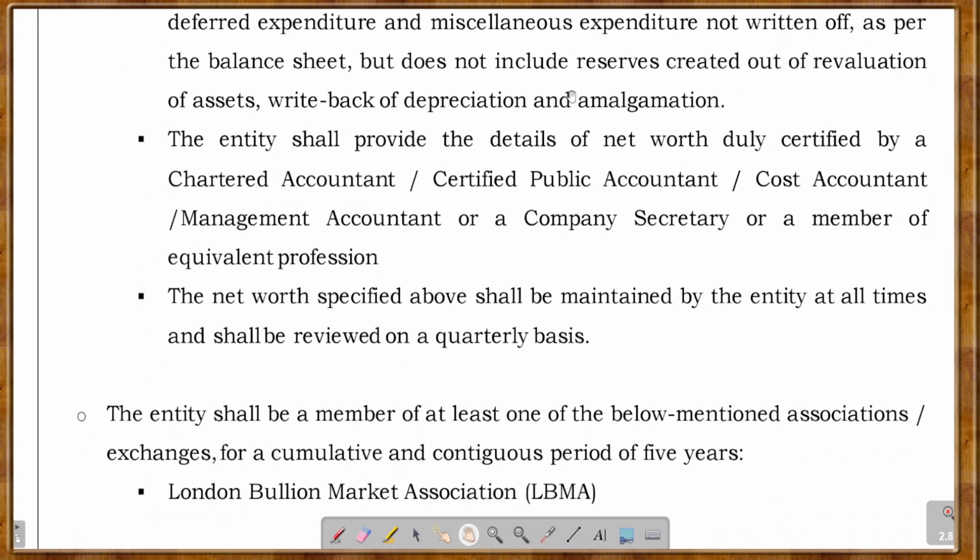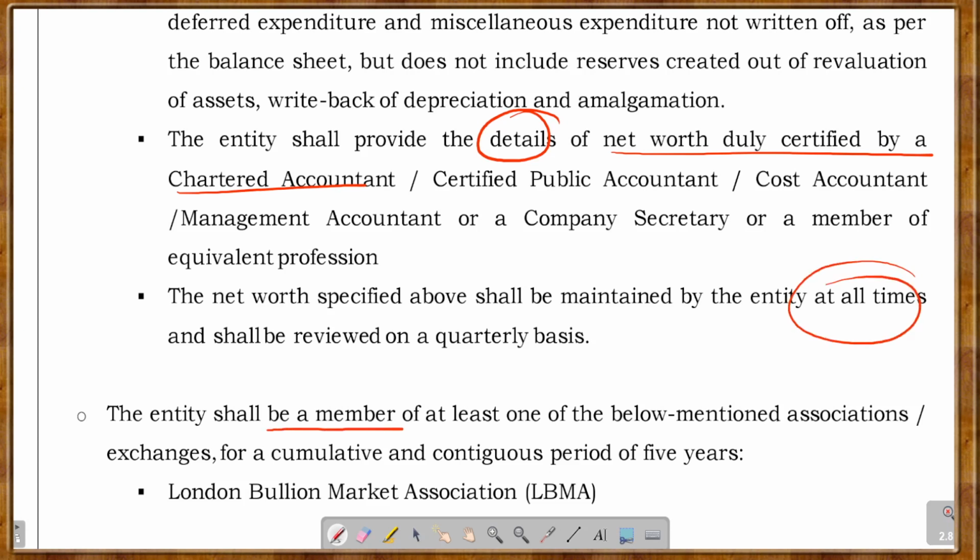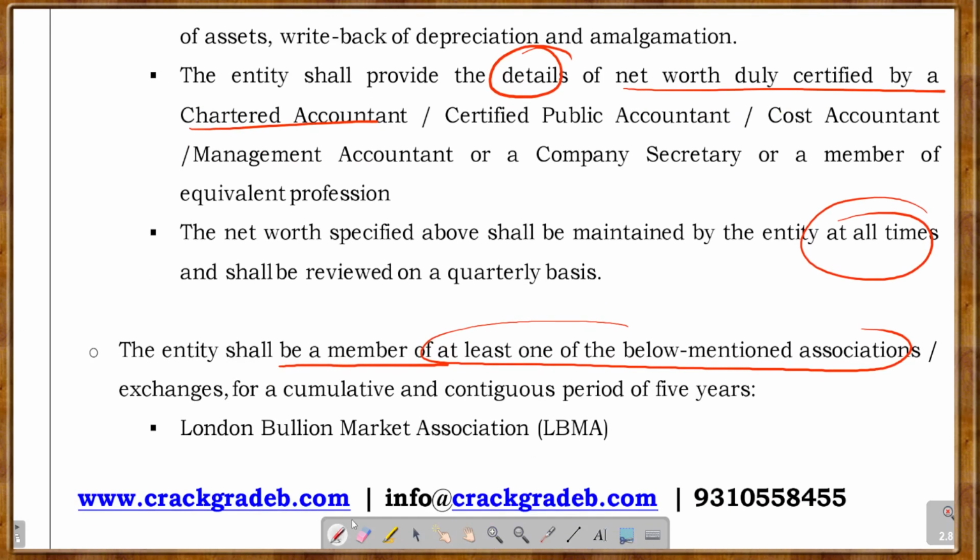The entity shall also provide the net worth duly certified by a chartered accountant. So if you are showing any net worth, then that should be certified by a chartered accountant, a certified public accountant, a cost management accountant, that is a CMA, or a company secretary, as the case may be. You have to maintain such net worth at all times. The entity shall be a member of at least one of the below mentioned associations for a continuous period of 5 years.